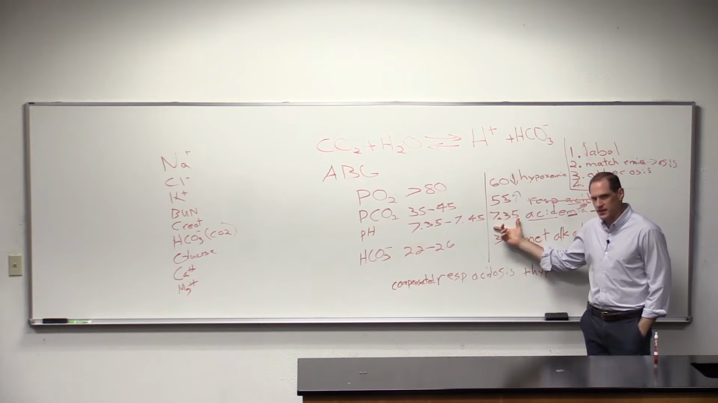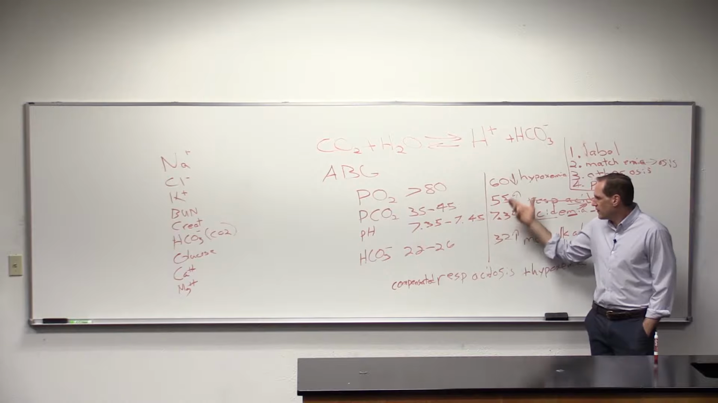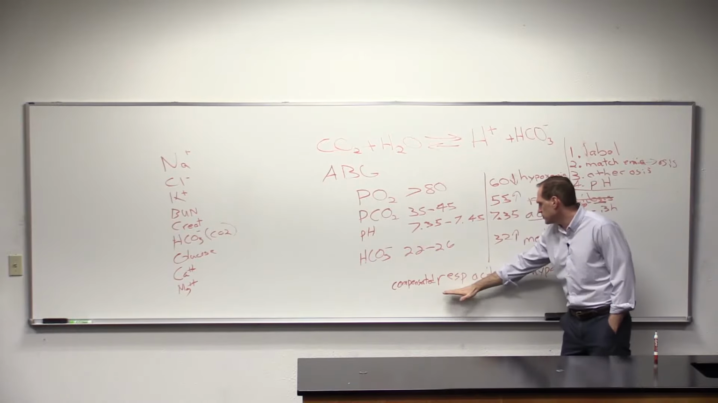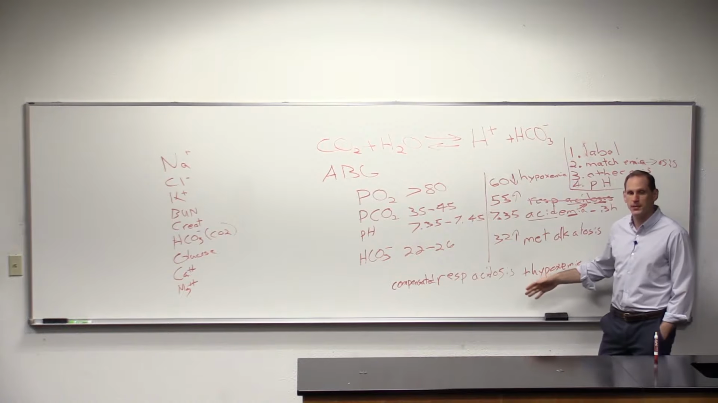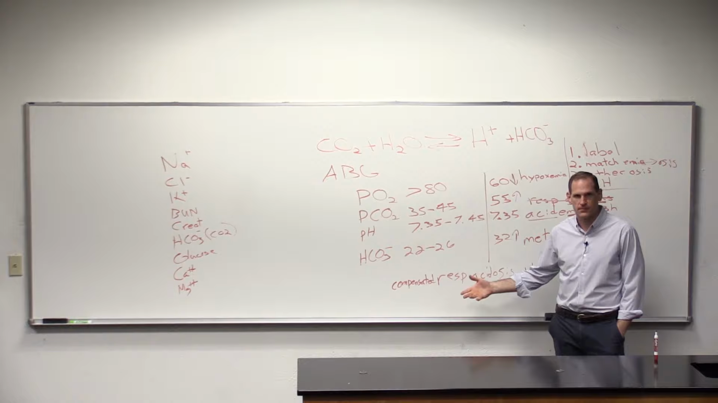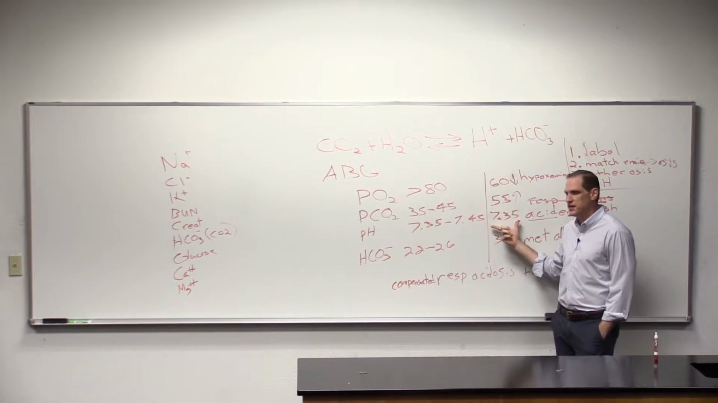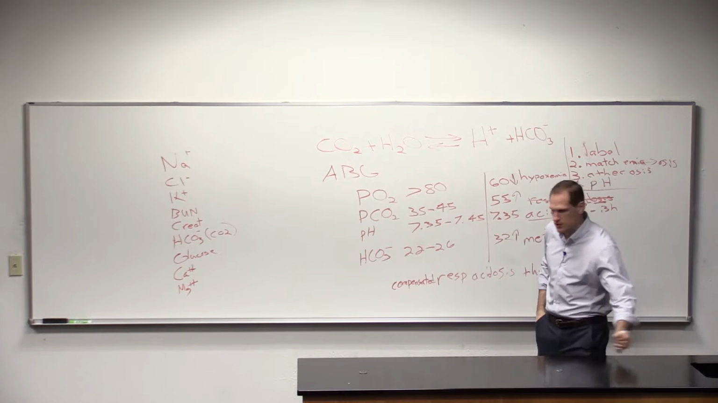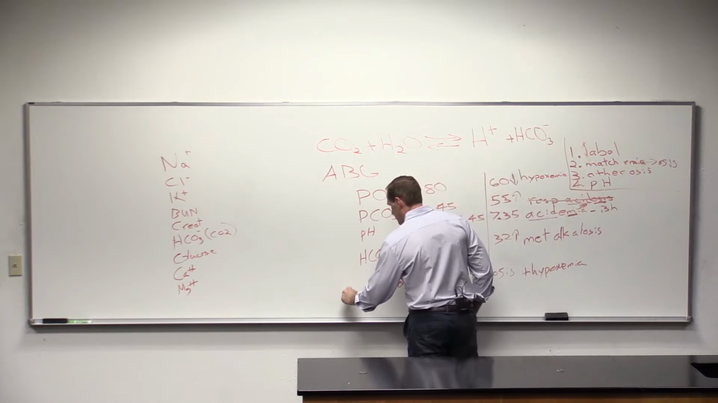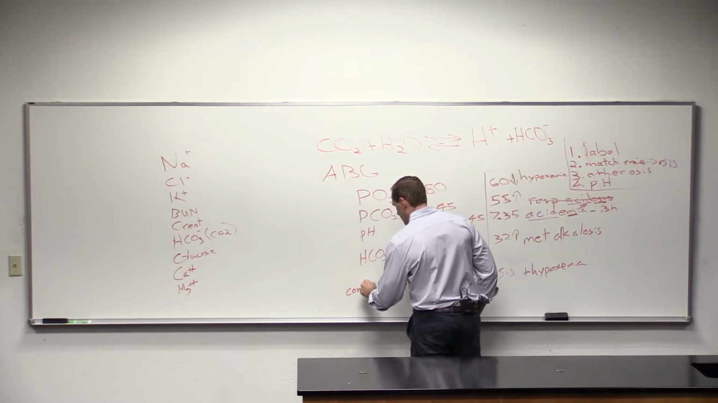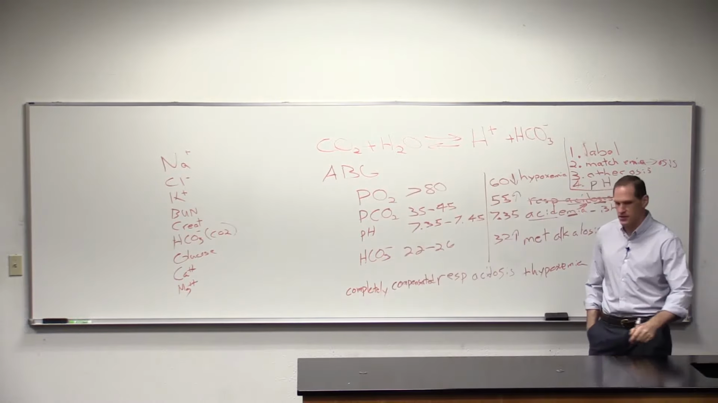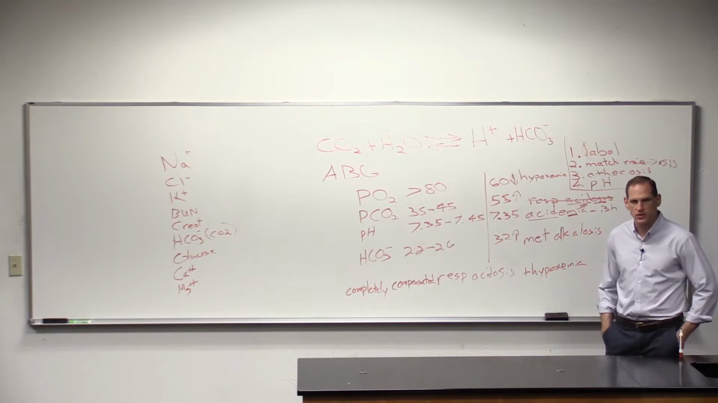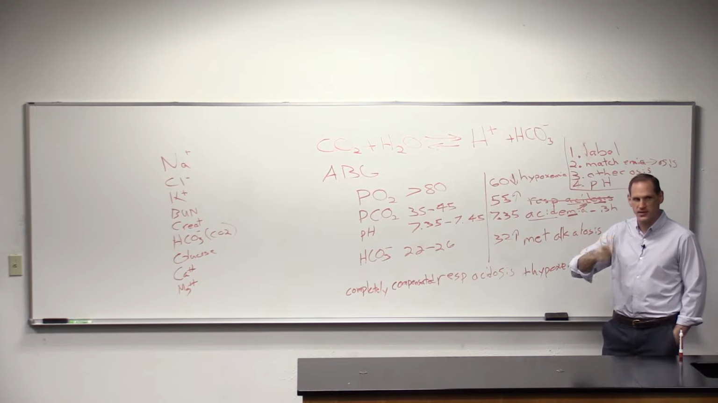Because it's not acidic, but it's kind of going that direction. So now everything else stays the same. We've got compensated respiratory acidosis with hypoxemia, but is it complete or is it partial compensation? Because the pH is within the normal range, it's now considered complete compensation. So we'll say completely compensated respiratory acidosis with hypoxemia.